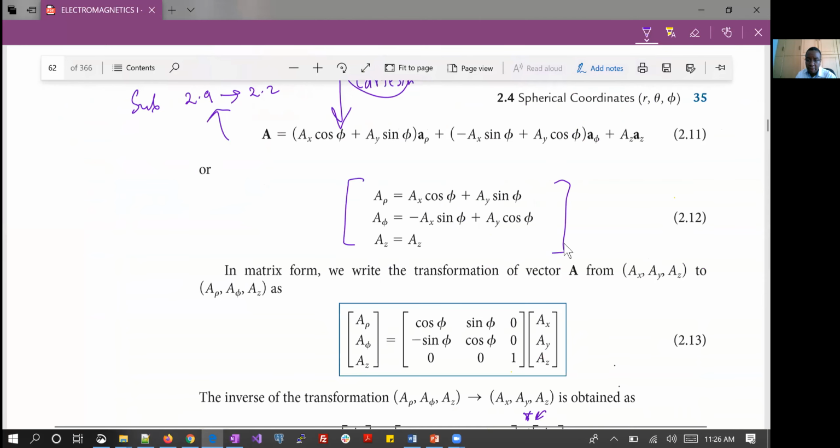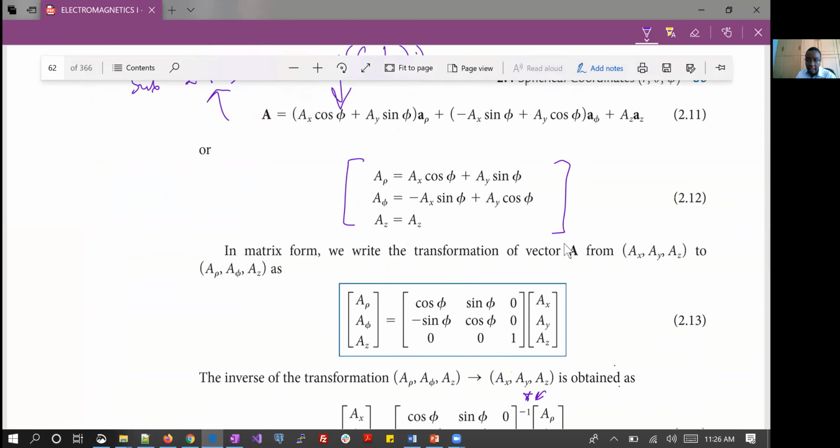So we have just seen how we can express the scalars in the form that I have just shown you, and that these are the equations that we are trying to derive: how you can express the scalars A rho, A phi, and AZ from the Cartesian system that we have just illustrated. You can express this in terms of matrices, and I believe you have done some matrices. If you have not, you may do some revision of matrices. I'm not going to do that because our unit is not on mathematics.